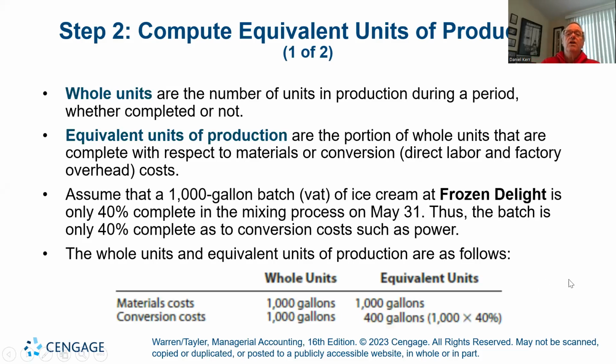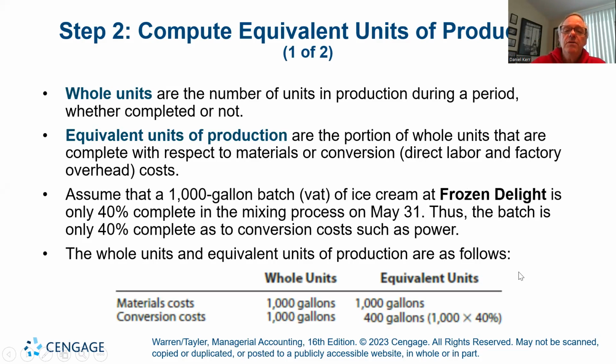So whole units are the number of units in production during the period. In the case of our example that we did earlier, we had 65,000 that were in production, but that doesn't mean that those were the equivalent units. It's the portion of the whole units that are complete with respect to materials and conversion costs. So we make an assumption here.